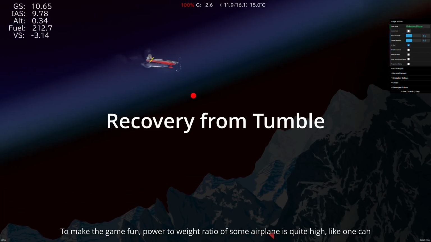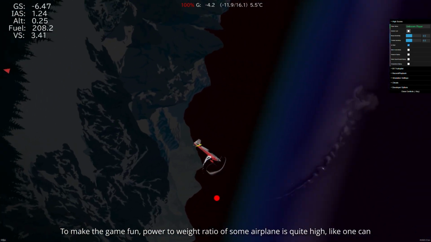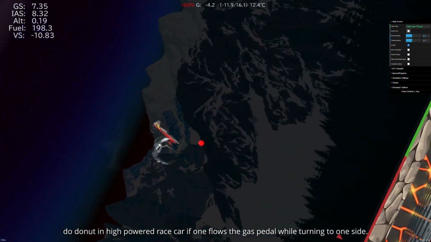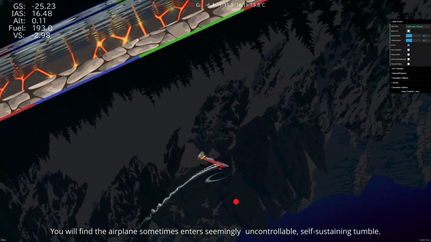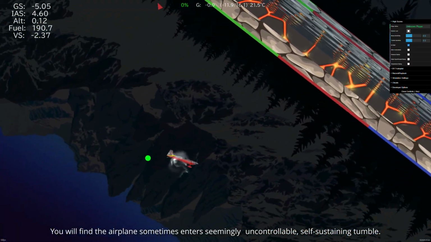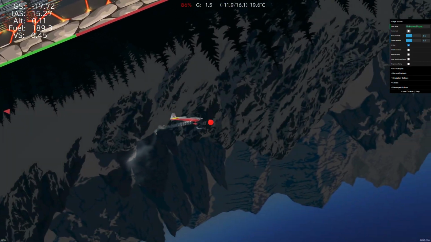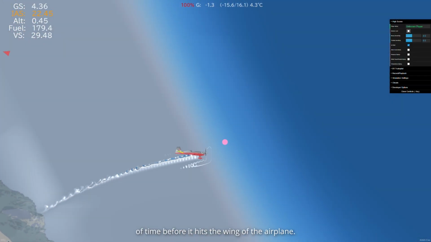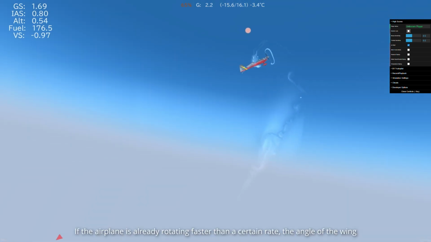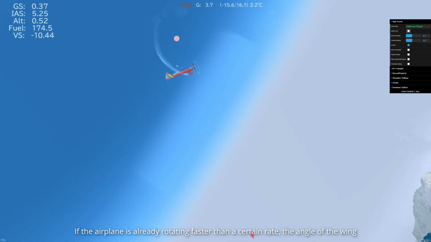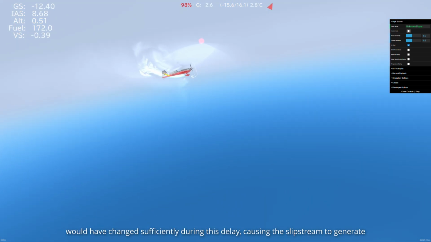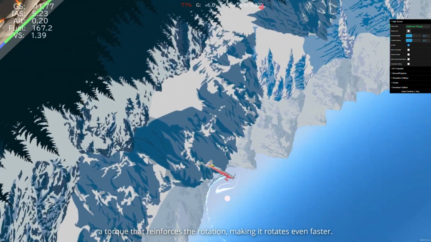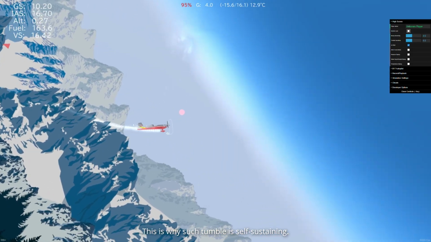To make the game fun, the power to weight ratio of some airplanes is quite high. Like one can do a donut in a high-powered race car if one floors the gas pedal while turning to one side, you will find the airplane sometimes enters a seemingly uncontrollable self-sustaining tumble. Wind created by the propeller, also known as slipstream, takes a small but finite amount of time before it hits the wing of the airplane. If the airplane is already rotating faster than a certain rate, the angle of the wing would have changed sufficiently during this delay, causing the slipstream to generate a torque that reinforces the rotation, making it rotate even faster. This is why such tumble is self-sustaining.